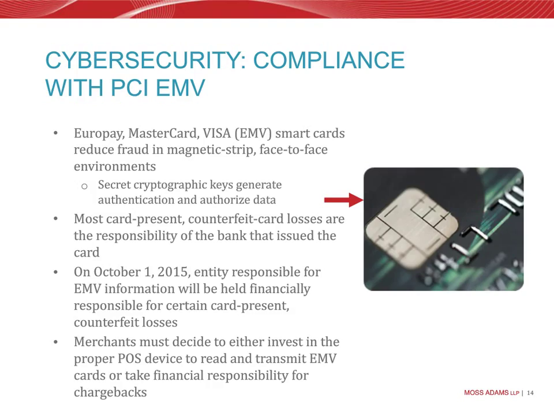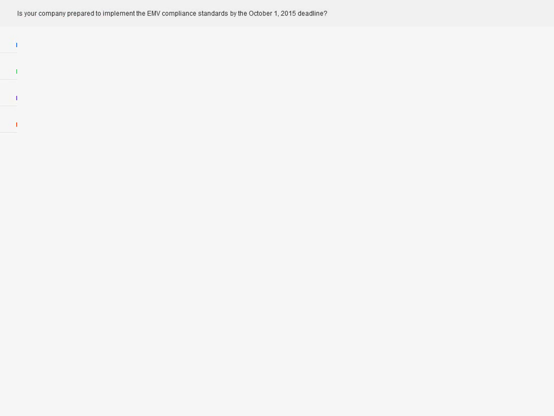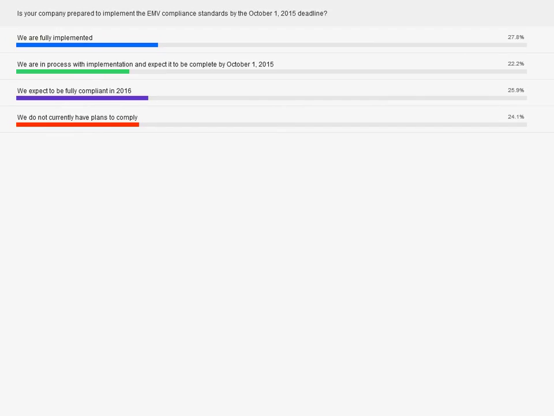And I'll close it in 3, 2, 1, and let's take a look at the results. So 30% say they are fully implemented. 19% are in process with implementation and expect it to be complete by the October 1st deadline. 27% expect to be fully compliant in 2016, and 25% do not currently have plans to comply.